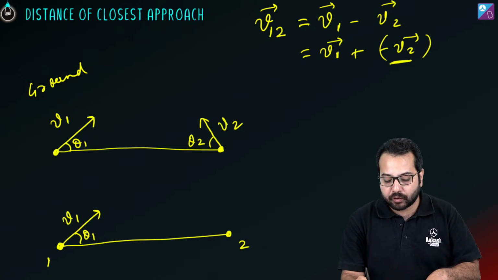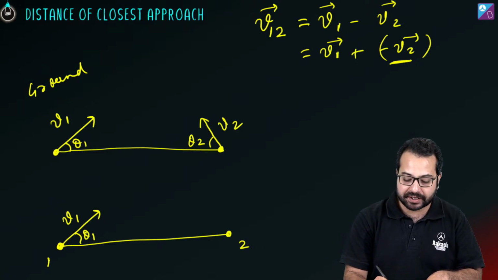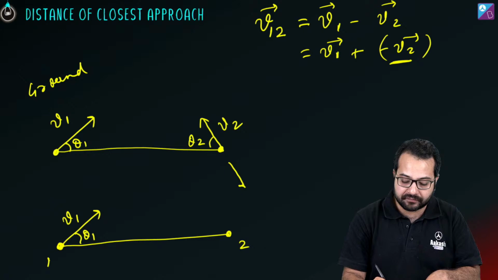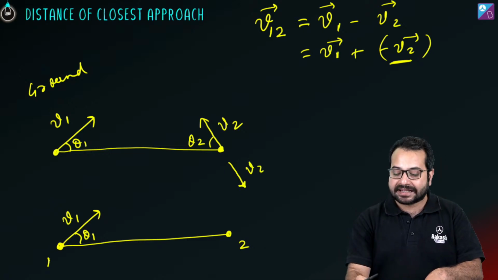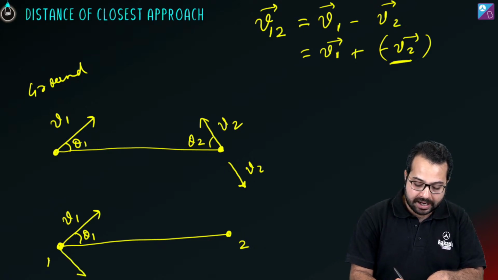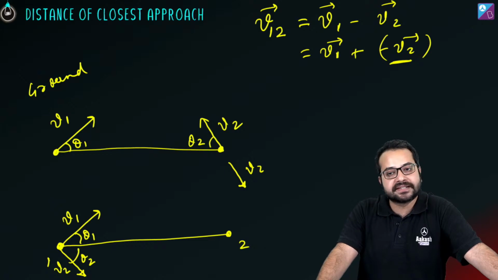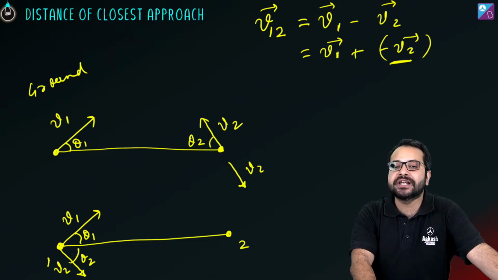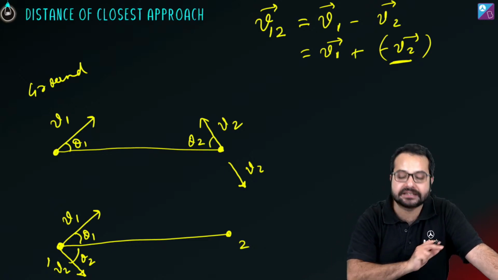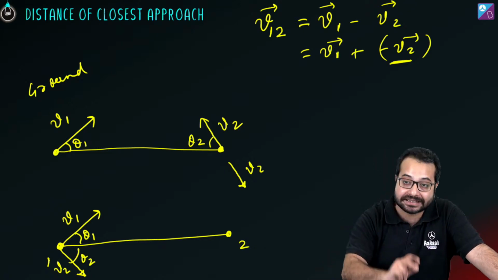And then what do we need to do? We need to invert the velocity of V2. V2 is like this. So we invert the velocity of V2 and then add it to V1. This is going to be V2 and this is going to be theta 2. Is this clear? So 2 is going to see the velocity of 1 like this. Do you agree?